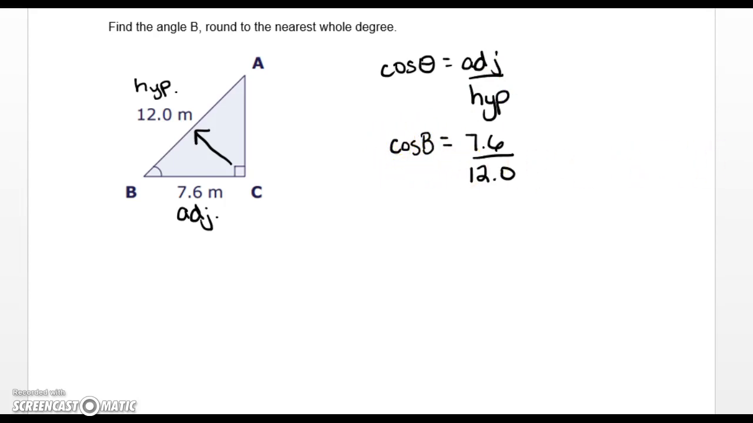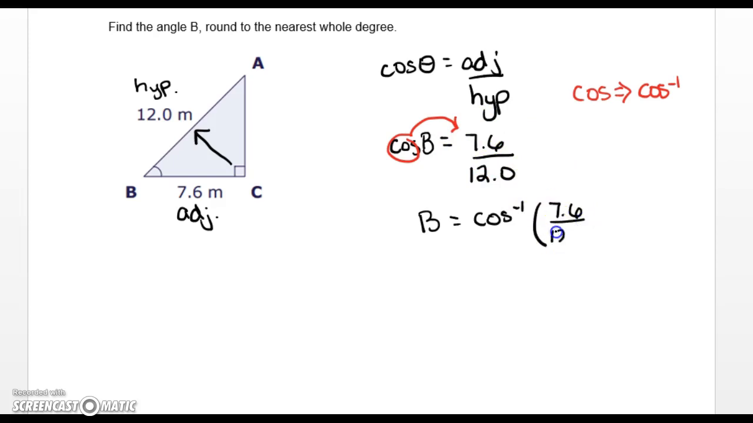And so this one here is going to be a little bit trickier just because you haven't been shown this yet. But just like adding has an inverse operation, which would be subtracting, and multiplying has dividing, so cosine also has an inverse operation. So the opposite of cosine is what we call cosine inverse. So when we're trying to move this cosine to the other side, I'm literally going to rewrite this as b is equal to cosine inverse of whatever's on this right hand side, and I'm going to put that in brackets. So you have 7.6 over 12.0.